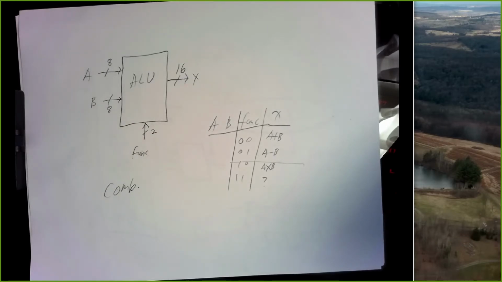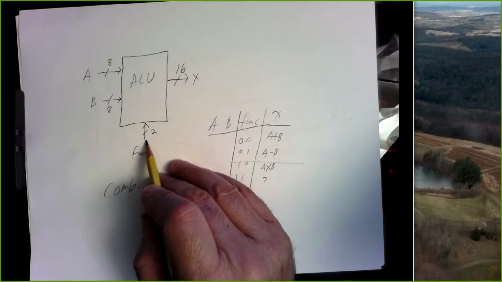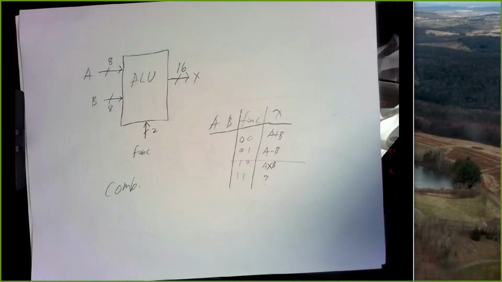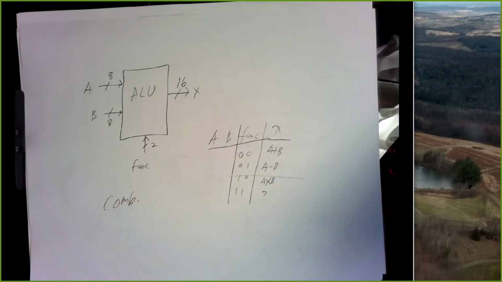We could write a truth table for this, but it would have 18 inputs, right? That's 250,000 rows in your truth table and 16 outputs. So, 4 million ones and zeros in your truth table, right? We wouldn't want to do that by hand, but in Verilog it's going to end up being a couple of assign statements.